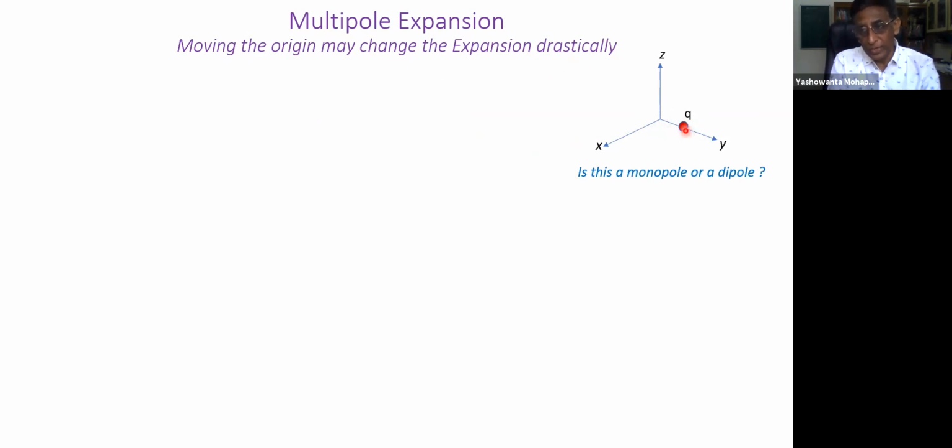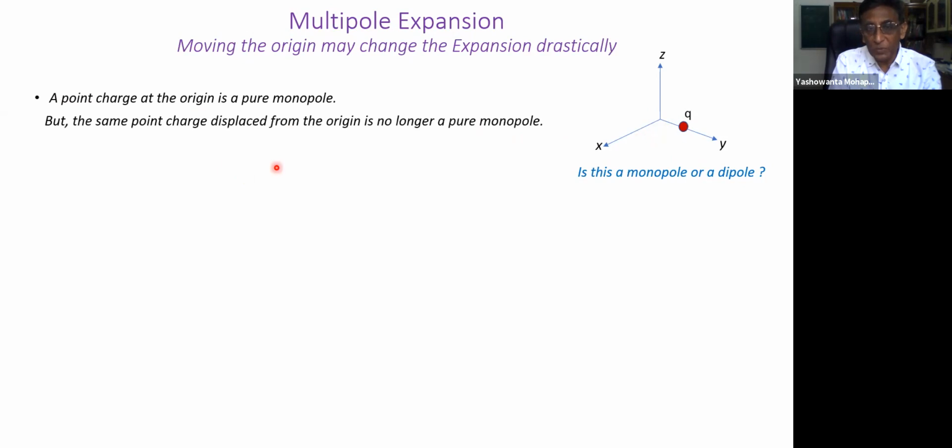Q is still a monopole, of course, but the fact that I have moved the Q from the origin, actually it becomes a dipole, correct? Because from the origin there is a d vector and there is a net Q. So not every dipole is your minus Q plus Q high school dipole. A point charge at the origin is a pure monopole, we have seen that. But the same point charge displaced from the origin is no longer a pure monopole because of this d vector that has come out. So it develops a dipole term as well.